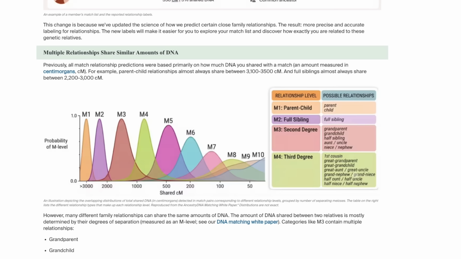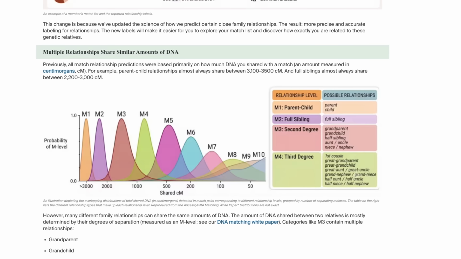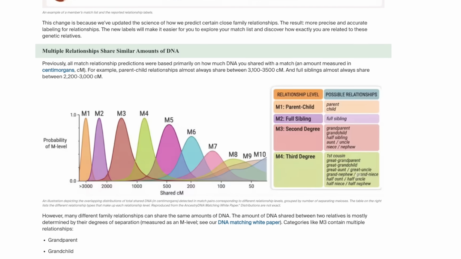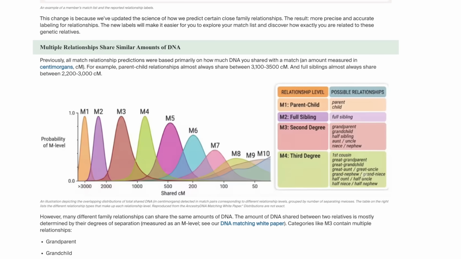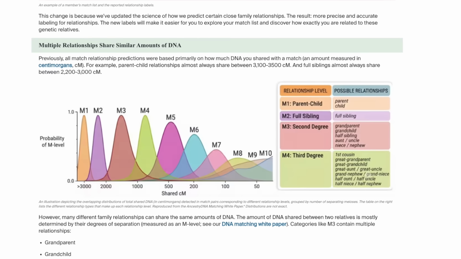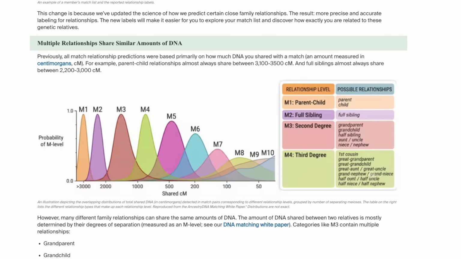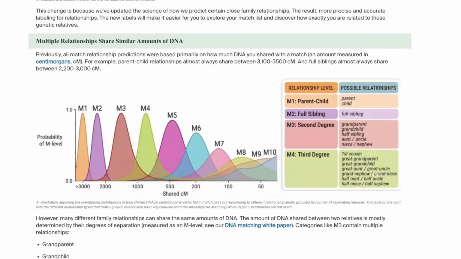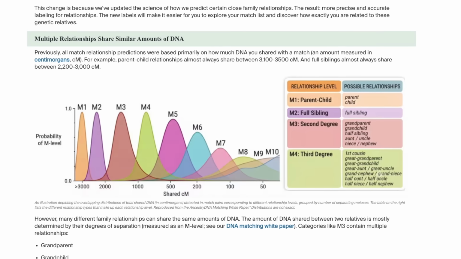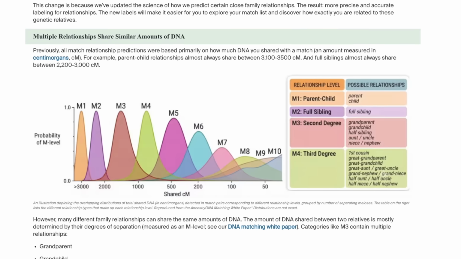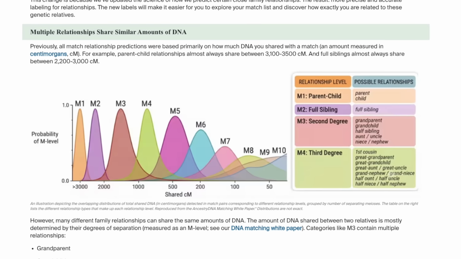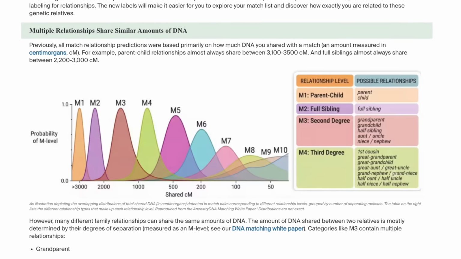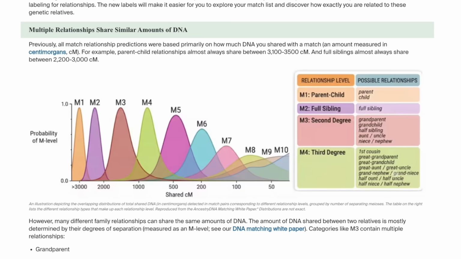In the blog post that Ancestry's released about this new update, they have this really cool visual that I'm going to show on screen, and it shows you the different degrees of relationship broken down into what they call M levels. Basically, you can think of that as relationship distances that all share such a similar amount of DNA that you can group them together. M1 is parent and child, M2 is a full sibling, M3 is where you start to get a much larger grouping: grandparent, grandchild, half-sibling, aunt, uncle, niece, nephew.